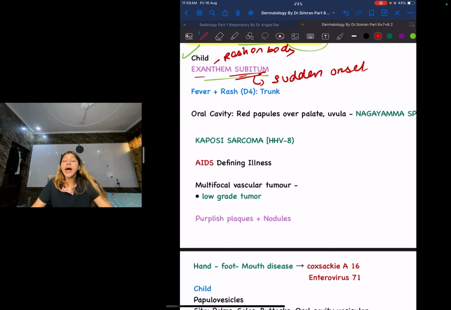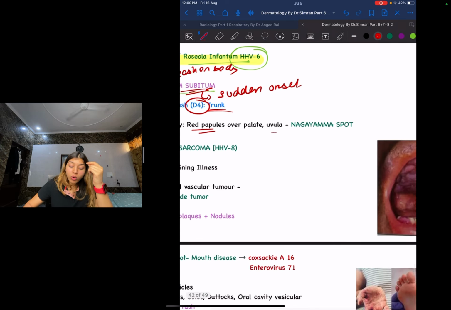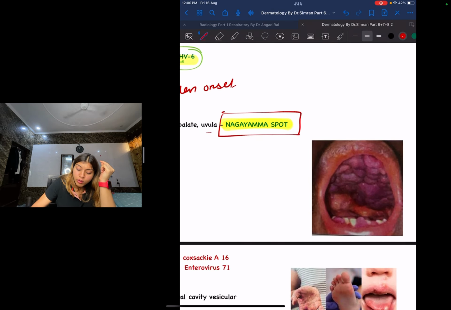Okay, and how is the clinical scenario again, guys? Hint over here, there will be a child who will come with fever and rash on day 4. And where is the site? On the trunk. And when I check the oral cavity, guys, it will show me red papules over the palate and the uvula. And what am I going to call the spots as, guys? It is called the Nagayama spot. Very, very important. You guys need to know this.